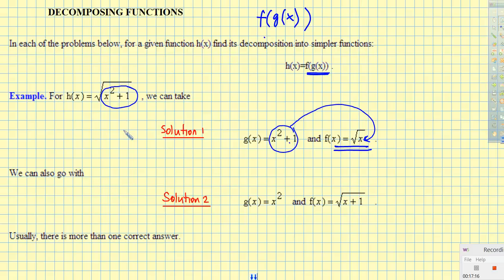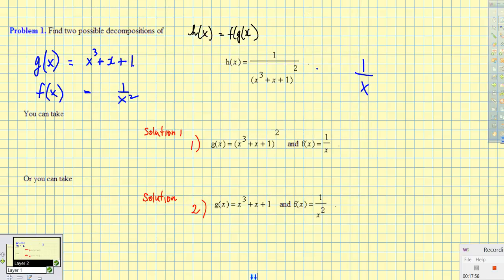Now, that is one solution. There are other alternatives as well. There's also another possible solution. There's usually more than one correct answer in decomposing functions. It isn't always necessarily just one answer, but it can be more than one. So in this case, we have also another solution. I could have called g of x x squared, and I could have called f of x the square root of x plus 1. And that means that g of x would have been inserted inside of f of x, and it would still have given us the square root of x squared plus 1. All right, so that's one example.